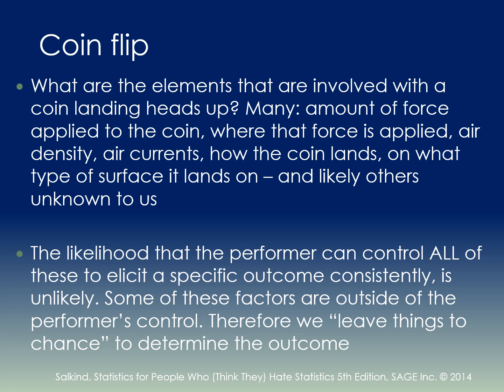And so the point of it is this, the likelihood that the performer can control all of these things to elicit some sort of outcome, a specific outcome consistently, is unlikely. There's going to be some things that we leave up to chance, especially those unknown factors. We can kind of sort out and hypothesize about what might be affecting a coin's performance, but there's going to be some other things that we don't know, right? And so this is why we say we leave things to chance.